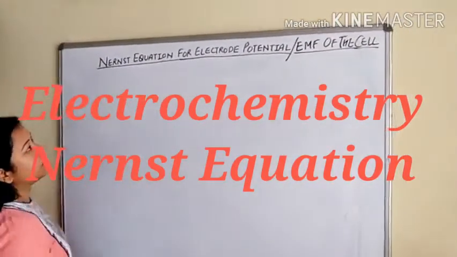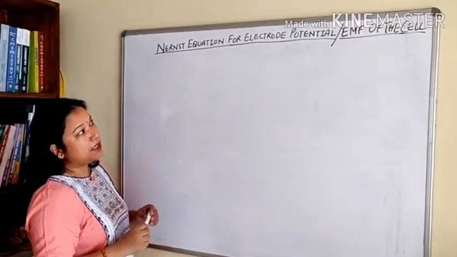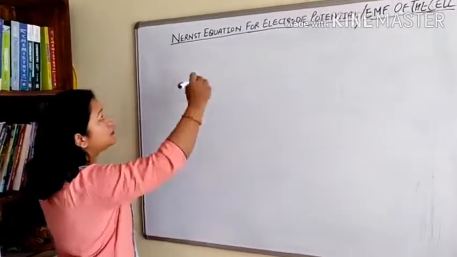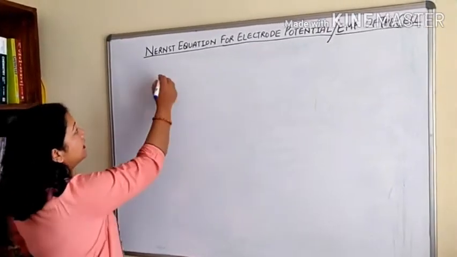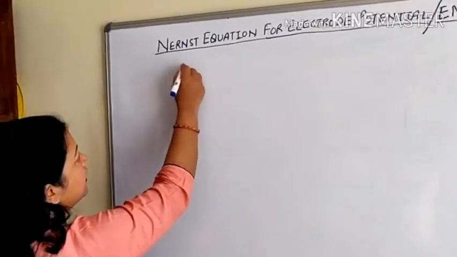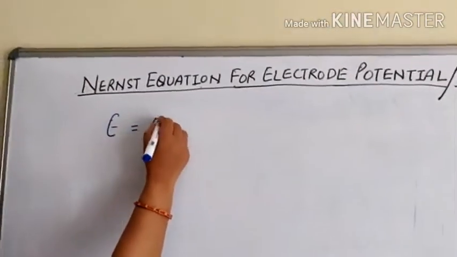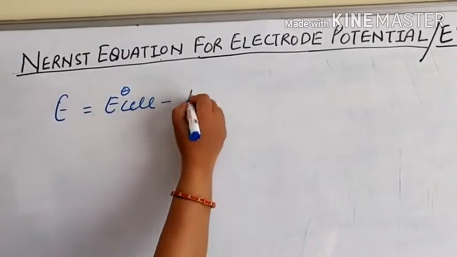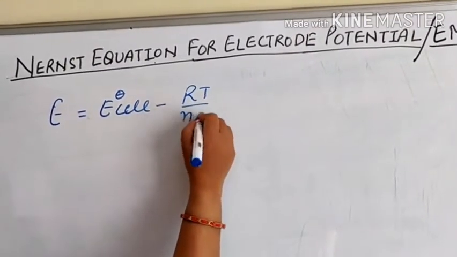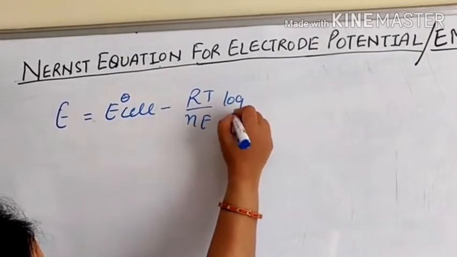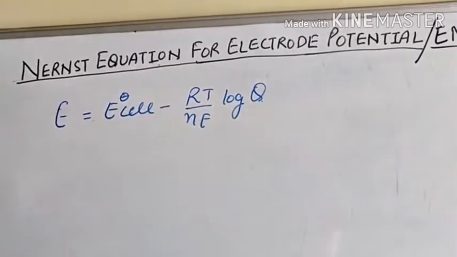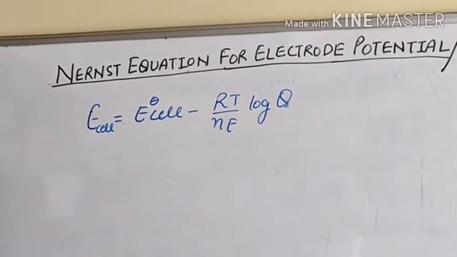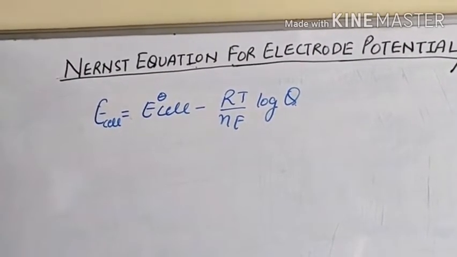Today you will learn the Nernst equation for determining electrode potential and EMF of the cell. So the Nernst equation can be written as E is equal to E naught cell minus RT upon NF log of Q. So this E cell represents the EMF of the cell, that is, electromotive force.